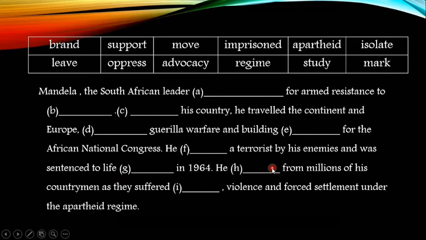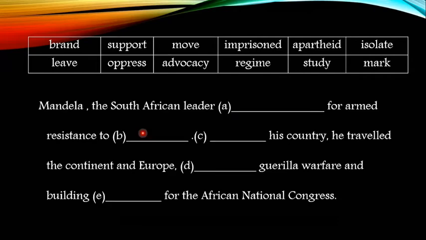So we can also get some idea about the option number H. As they suffered dash violence and forced settlement. They suffered humiliation or suppression, oppression, we all know. Let's take a closer look. Mandela, the South African leader, dashed for armed resistance. He advocated for armed resistance.